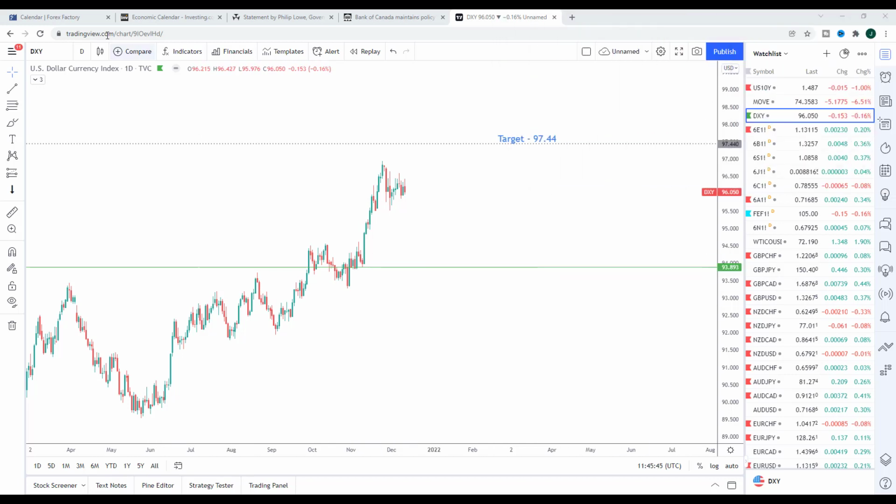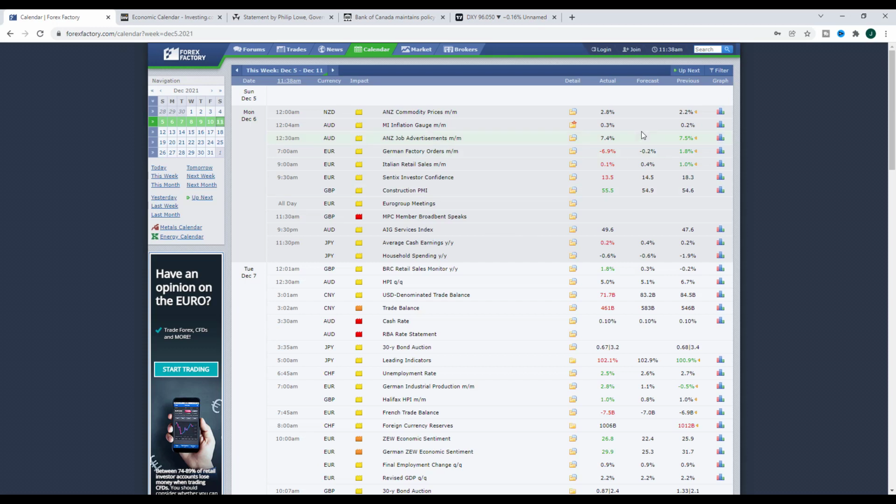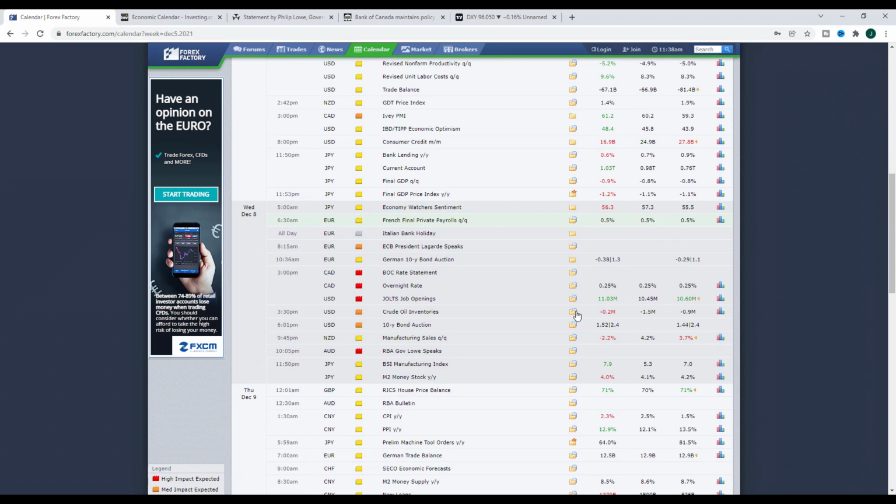Okay, so let's have a quick look at the economic calendar. And we're starting off here by looking at some of the events from last week because these are important. We did have an interest rate decision out of Australia and the interest rate remained unchanged. We also had an interest rate decision out of Canada, and again, the interest rate decision remained unchanged.